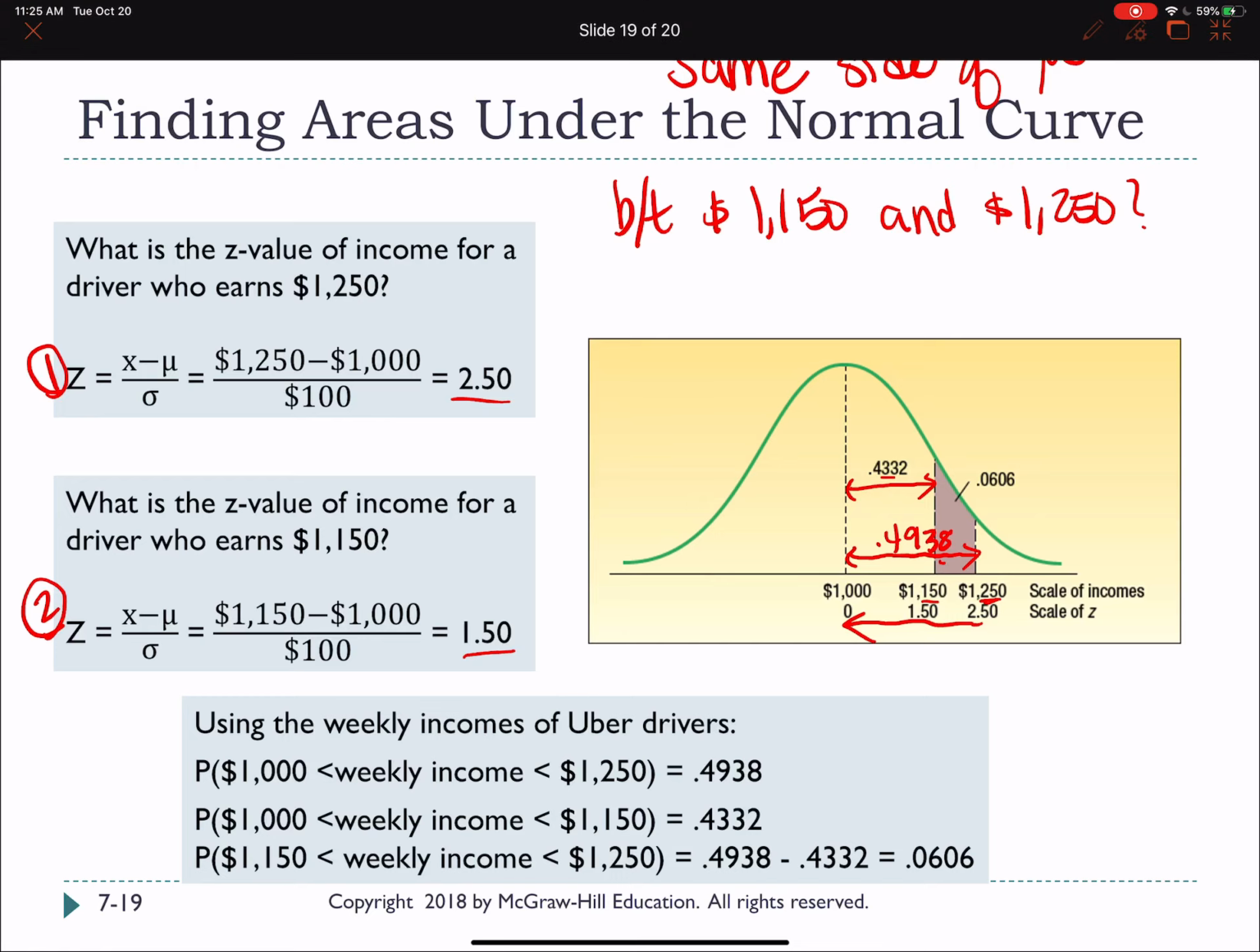But we want just this purple region, right? We want the probability that they're between 1150 and 1250. So we take the 0.4938 and we subtract the 0.4332 for a 0.0606, or about a 6% chance that our randomly selected Uber driver has income between 1150 and 1250.